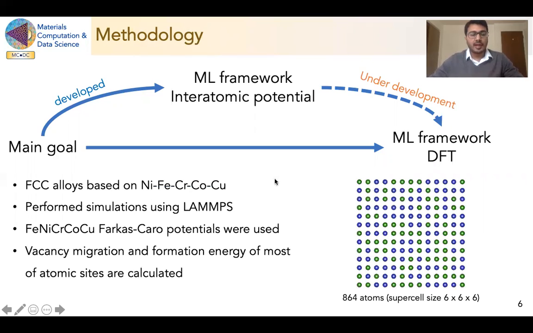So we have calculated defect energies, vacancy migration and formation energies, in these FCC disordered alloys based on these five elements, which are nickel, iron, chromium, cobalt, and copper. We use LAMMPS to perform these simulations, and Farkas-Caro EAM potentials were used. Lastly, a big supercell containing 864 atoms was used to perform these simulations, and in this case, we have calculated the defect energies for most of the sites.